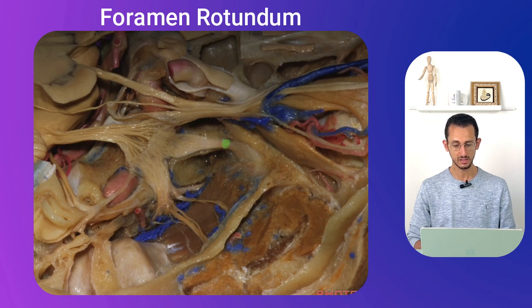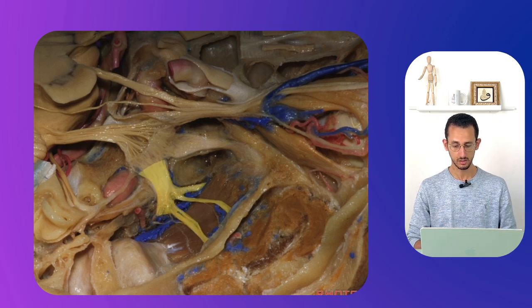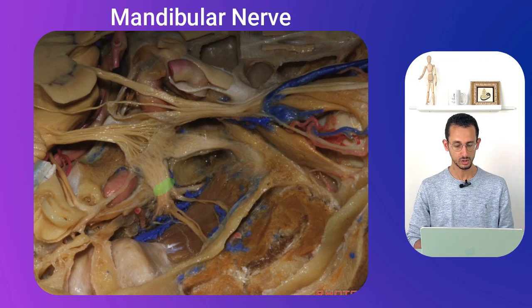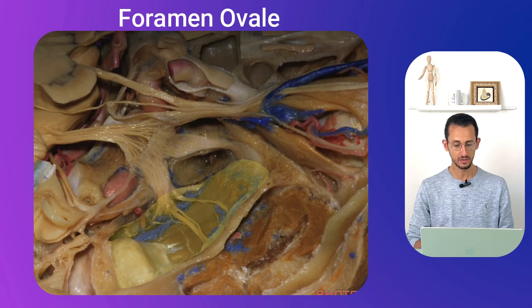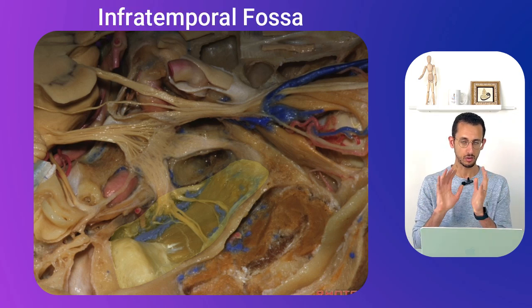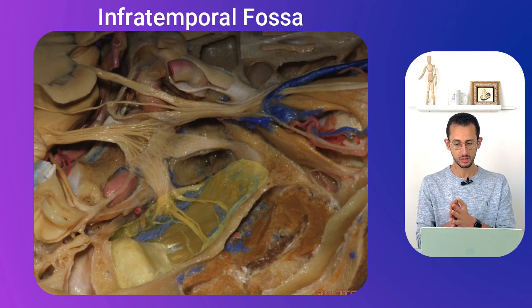And then it enters into the pterygopalatine fossa, which we'll explain later on. And then the third division, which is the mandibular nerve, passes through the foramen ovale and then into the infratemporal fossa. So again, the ophthalmic nerve goes through the cavernous sinus, the superior orbital fissure, and then into the orbit.